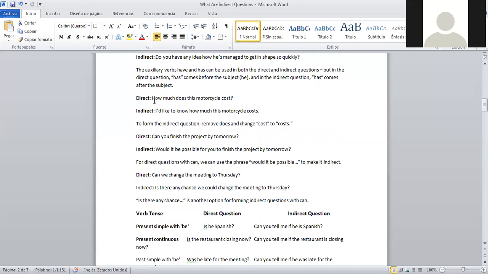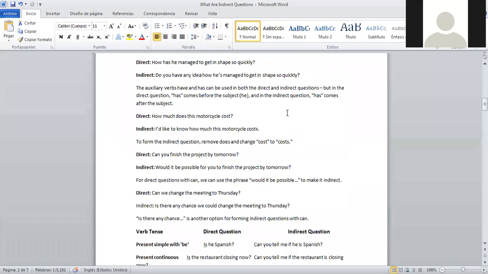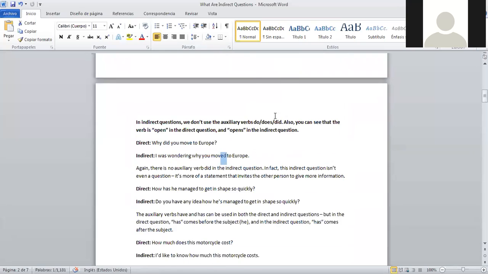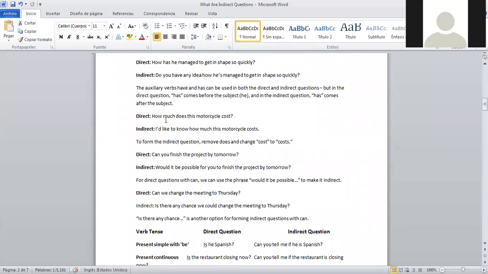Pero lo que no entiendo es cómo, si usted ve una oración, cómo va a saber que es indirecta o directa. Hey, you can see. Look at the direct question. How much does this motorcycle cost? And look, I'd like to know. You see?